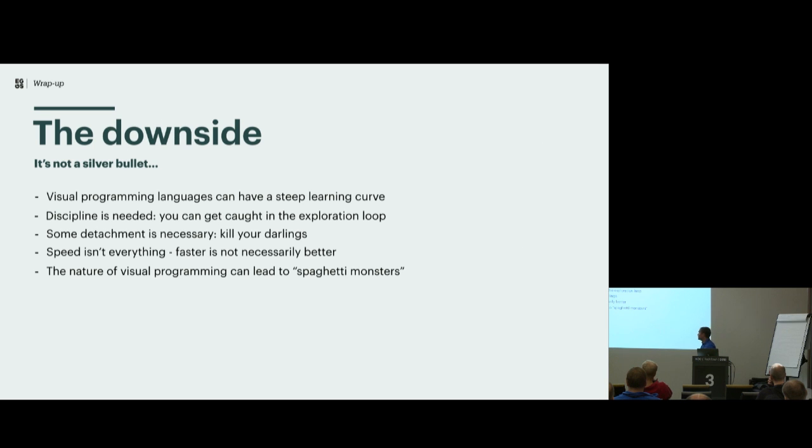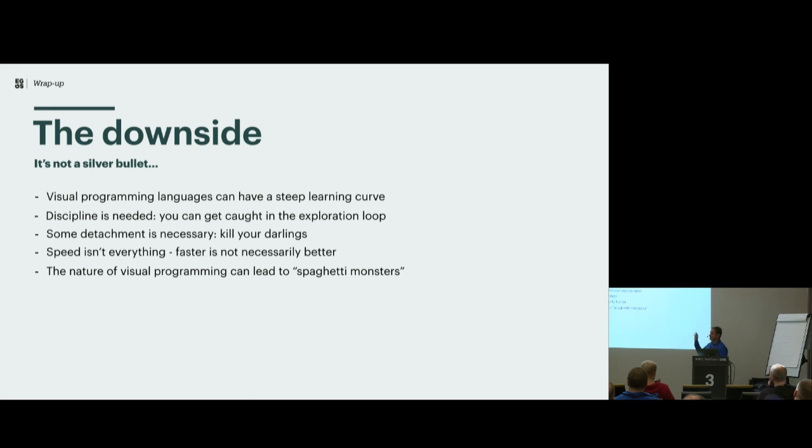The downside, to be perfectly honest, is there's a few that are classically pointed out. Like visual programming languages can have a steep learning curve. Discipline is needed, because you can get caught in the exploration loop. You can be exploring and experimenting forever if you're not careful, because you're just so absorbed. I suppose that happens with developers too, but at some point you need to chop it off. So some detachment is necessary. Kill your darlings and your prototypes, and move on into the real world when the stage has come.